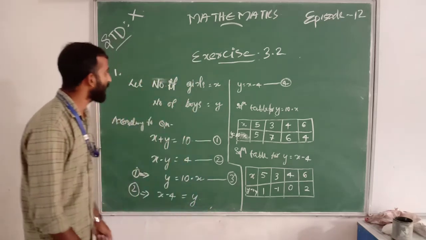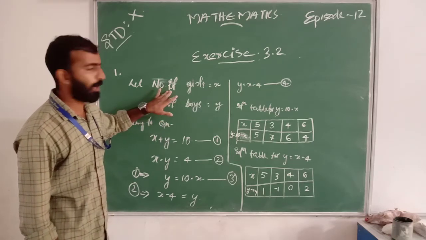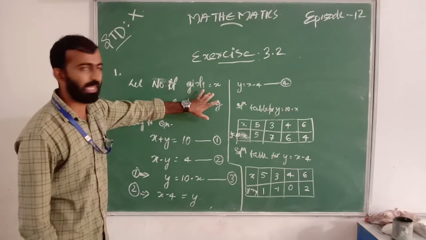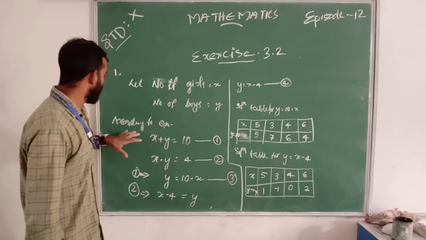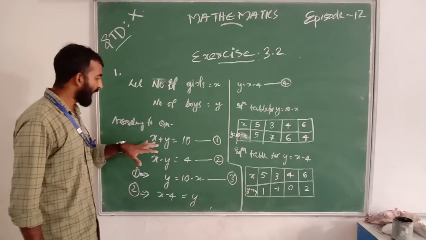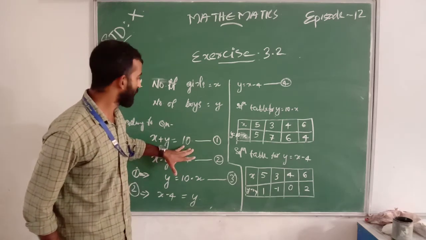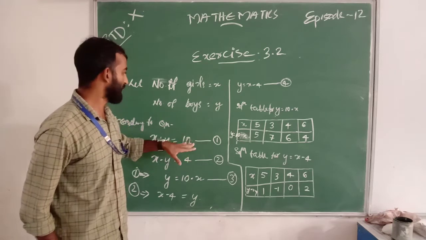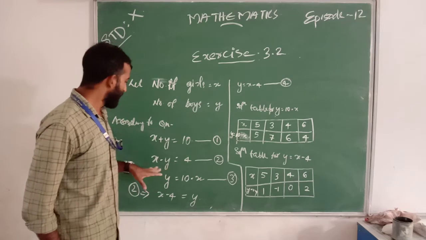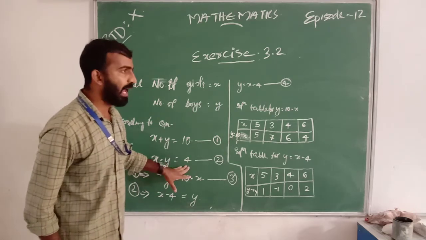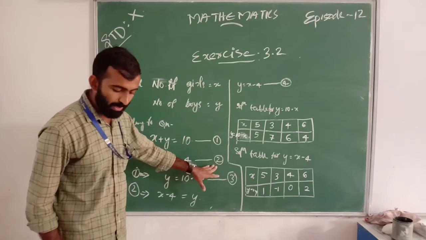One more time I explain. Here I take number of girls equal to x and number of boys equal to y, and according to the question we can write x plus y equal to 10. I represent that as equation number 1. And x minus y equal to 4 is equation number 2.